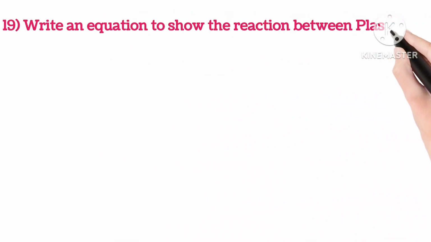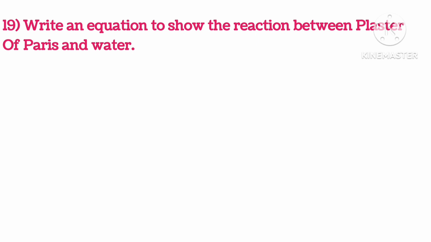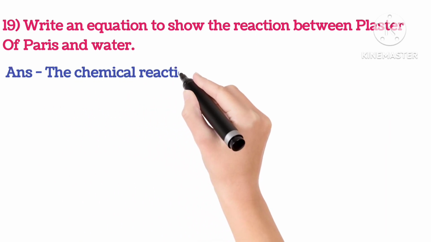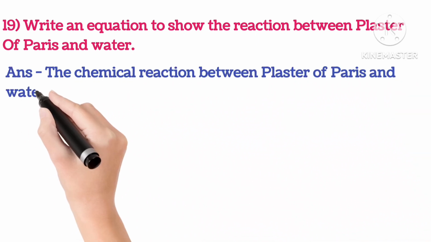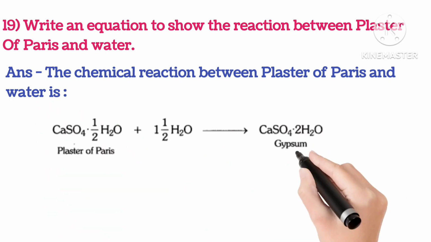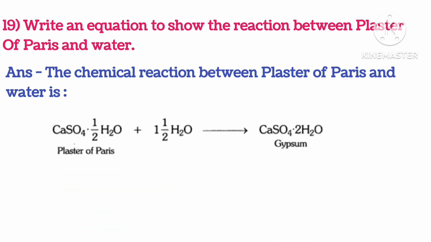19th. Write an equation to show the reaction between plaster of Paris and water. The chemical reaction between plaster of Paris and water is, you can say that plaster of Paris reacts with water.